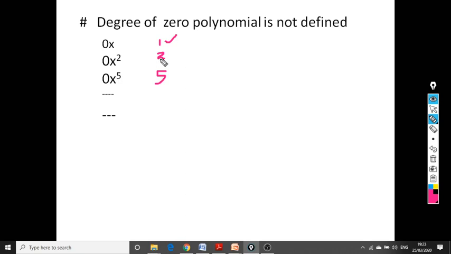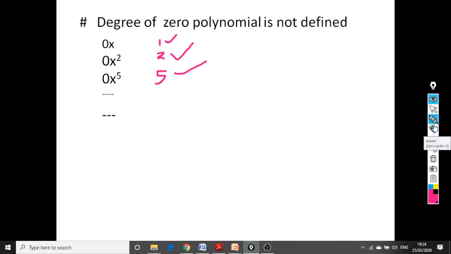In the second case, it comes to be 2. And in the third case, it is 5. Due to this reason, the degrees keep on increasing. We cannot specify an exact value of degree for the zero polynomial. So due to this reason, the degree of the zero polynomial is not defined.